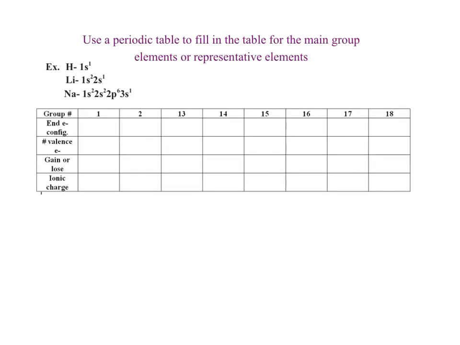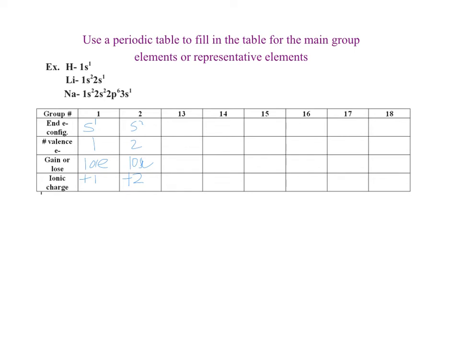So this is just kind of a repeat. All of group 1 ended in S1. They all have one valence electron. Now they are not close to having a full outer shell, so they would prefer to lose their one electron, giving them a +1 charge. Group 2 ends in S2, 2 outer electrons, still want to lose, therefore taking on a +2 ion.